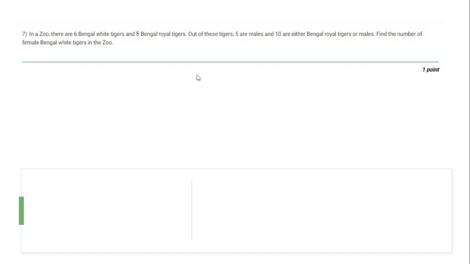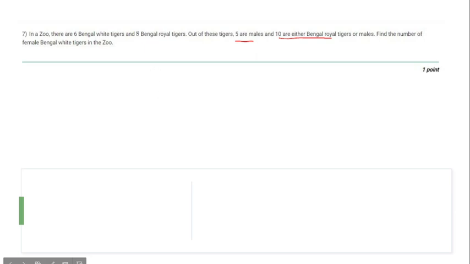Starting from the 7th question, it is given that in a zoo there are 6 Bengal white tigers and 8 Bengal royal tigers, out of which 5 are males and 10 are either Bengal royal tiger or males. So we have to find the number of white female tigers.